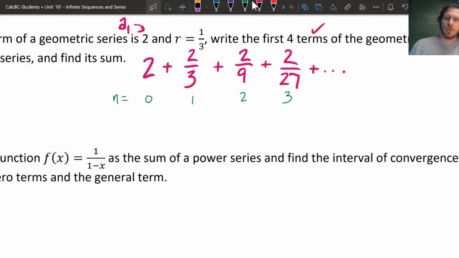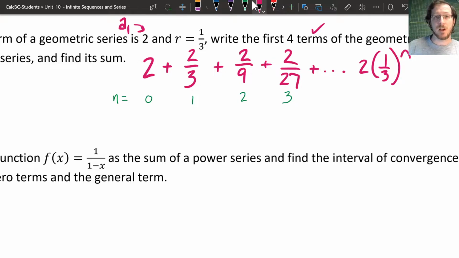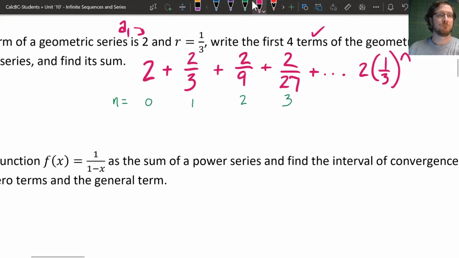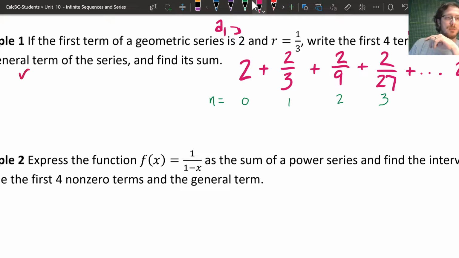So then it asks us to find the general term of this series. So then we're looking for, what is that rule? So our initial term is 2, and we're multiplying by 1/3 every time. So that's our base raised to the nth power. Since we started at 0, we can just say n is our exponent there. If we want to check that, we can plug these values back into n, make sure we get those 4 terms there. And we will. So we got our general term.